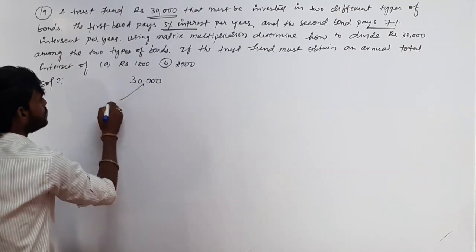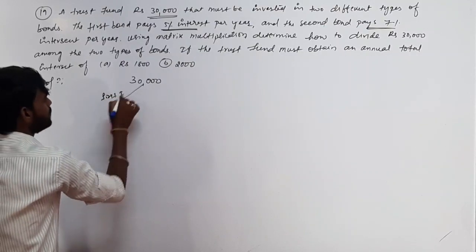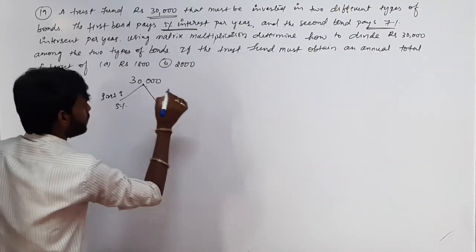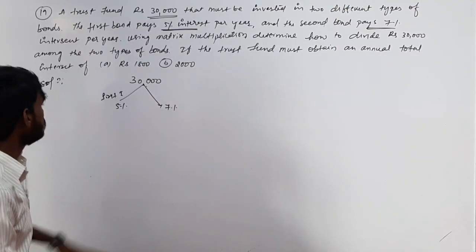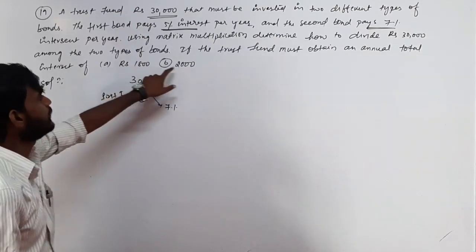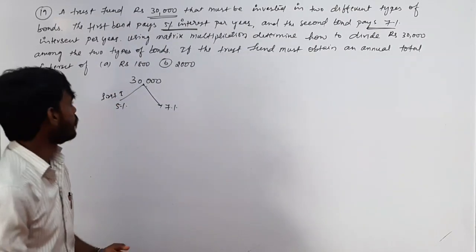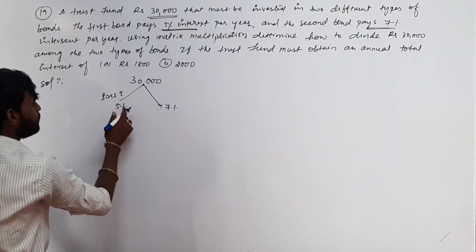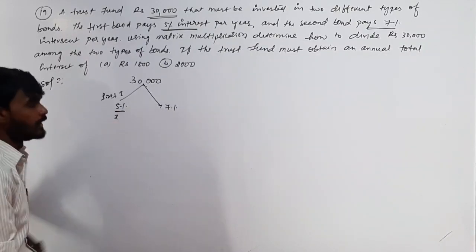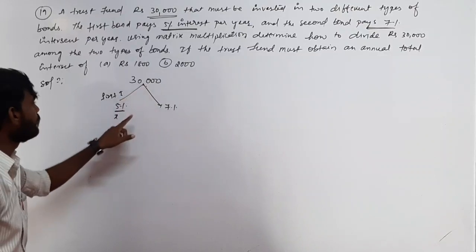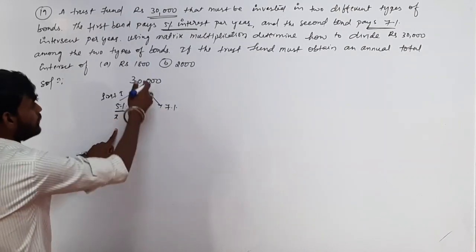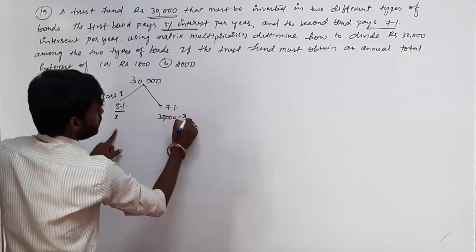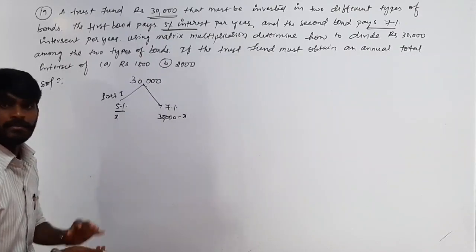Out of these 30,000, the first bond is 5% and the second bond is 7% per year. So the amounts will be 1,800 and 2,800, and by using matrix multiplication we can find it. Suppose we invest X in the first bond. Out of the 30,000, if X is invested in the first, then the second will be invested 30,000 minus X. Is it right? Now we can use matrices.